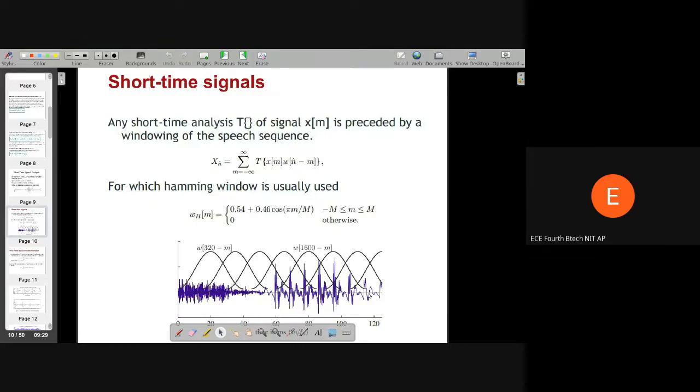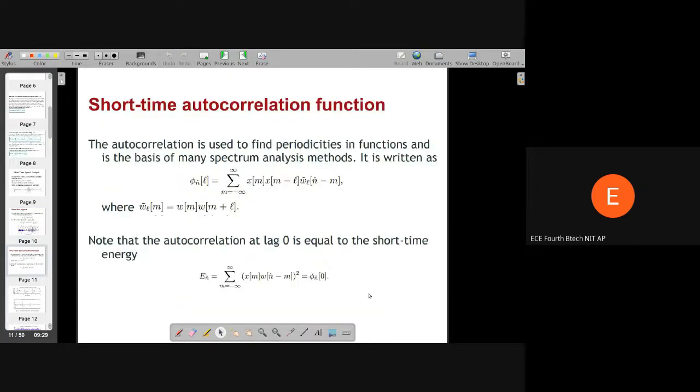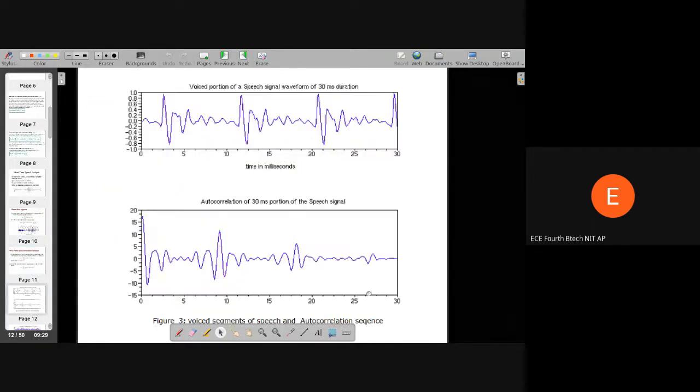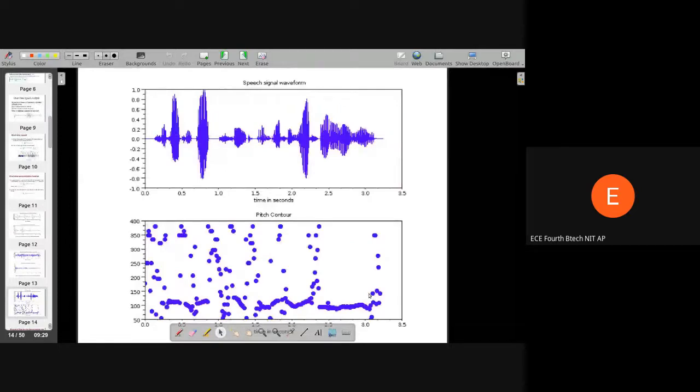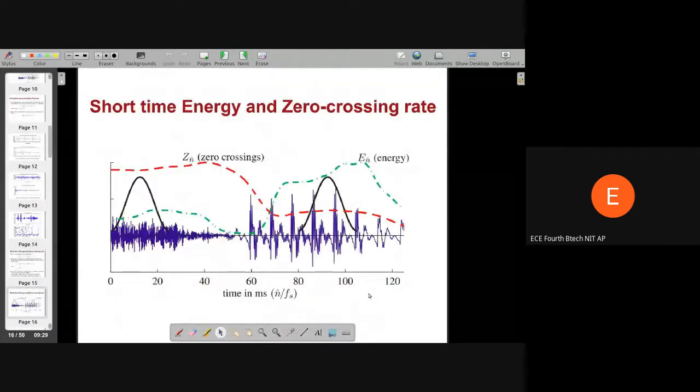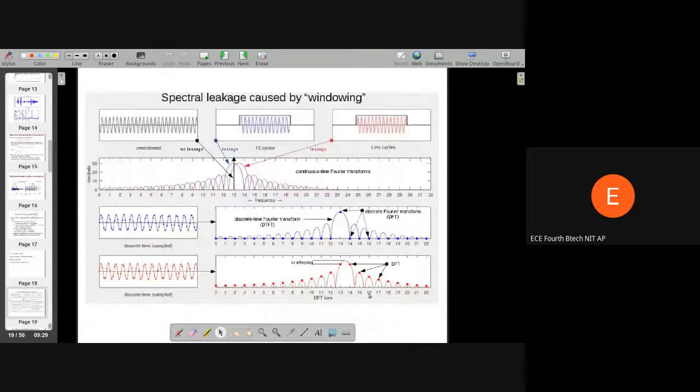What is the other goal in the frequency domain? That advantage comes when we look at the frequency domain. We discussed windowing in quite some detail. Actually, it's a very important subject.